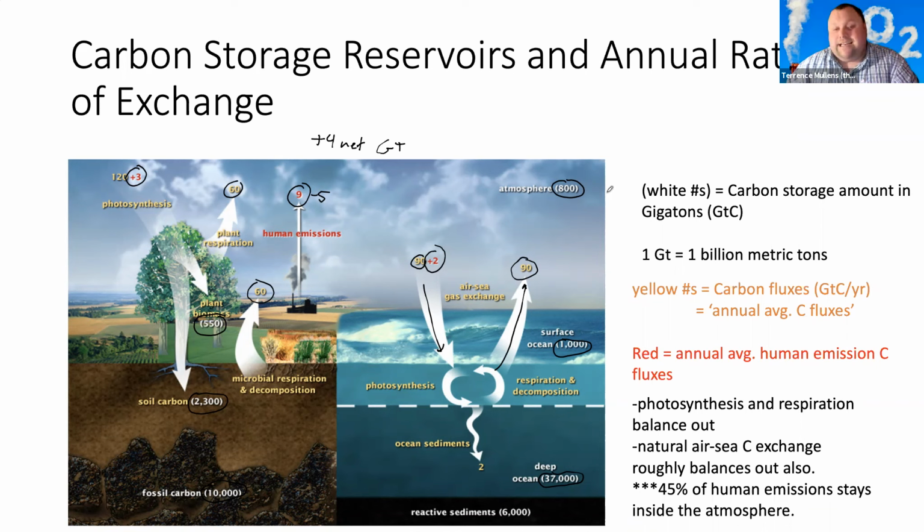Now, that being said, there is some removal due to natural processes. 5 of the 9 gigatons that we're pumping in are removed by natural processes. Why can't they do all 9? Well, it all has to do with timescales. We're going to talk about that in the next few videos.